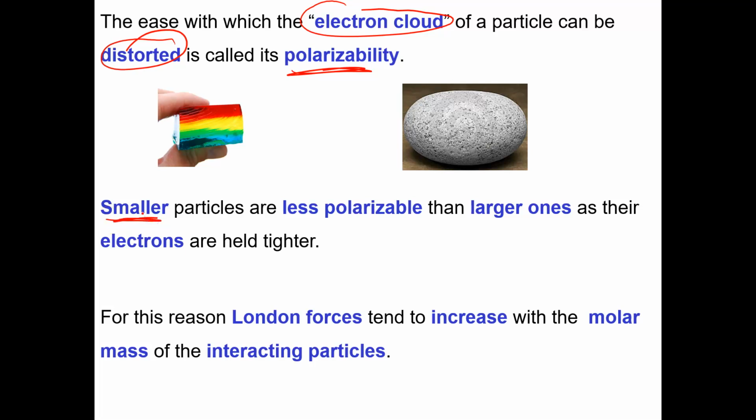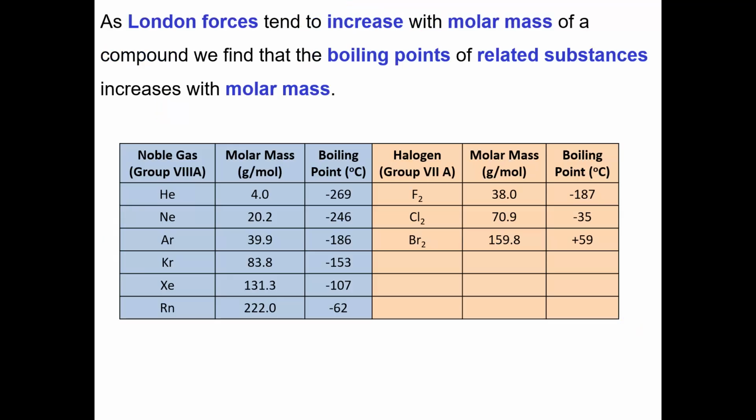Smaller particles, where the electrons are close to the nucleus and held more strongly, are less polarizable than larger molecules or atoms, where the electrons are held less tightly and are more easily moved around. What we're really saying is London forces tend to increase with the molar mass of the interacting particles. So we'll look at this for a series of atoms and also for a series of molecules.